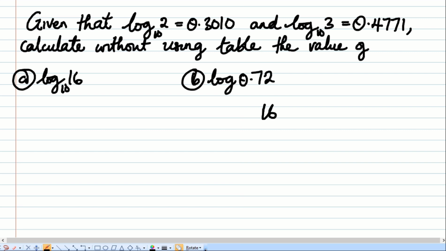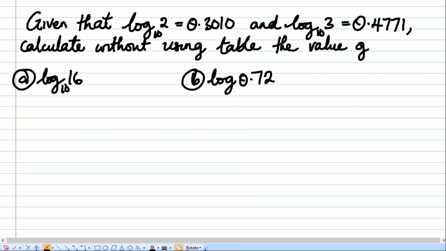You do the normal way, take this 16 and you divide it by prime numbers. 2 into 16 is what? 8. 2 into 8 is 4. 2 into 4 is 2. 2 into itself is what? 1. So you see that 16 is 2 raised to the power 4. Right? So you don't necessarily have to do this. I'm just working it out for those of us that are not too conversant with these things.